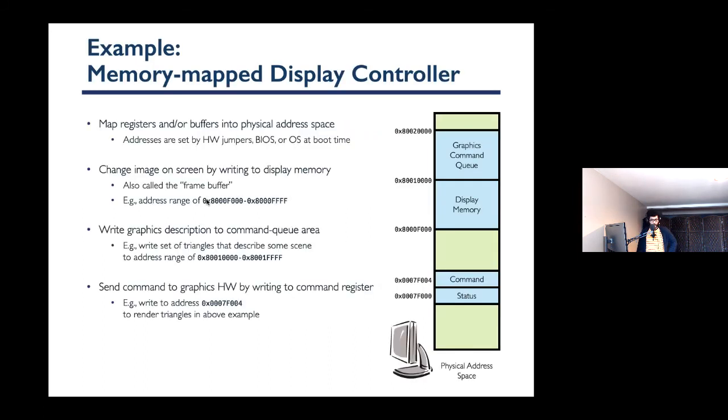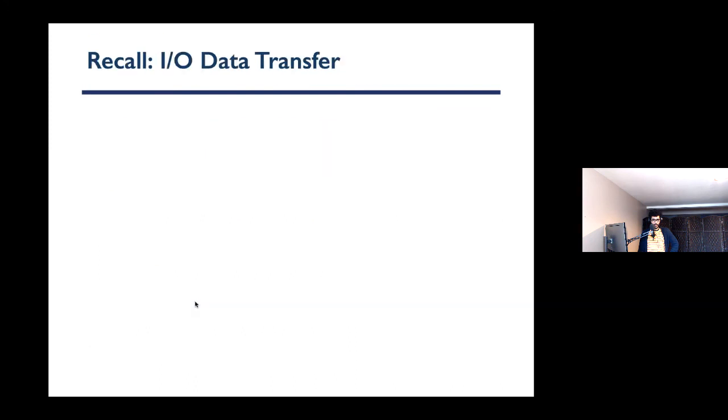Here is an example. I'm going to actually move on from this. It basically shows an example where we map a bunch of registers from the display, and then the display memory, and then graphics command. So each one of them is mapped to different ranges, and then just a bunch of examples of how the CPU can communicate with the device. I'm going to jump over.